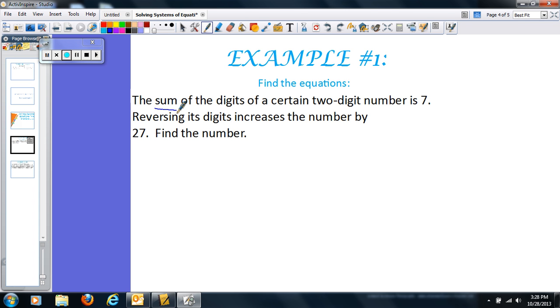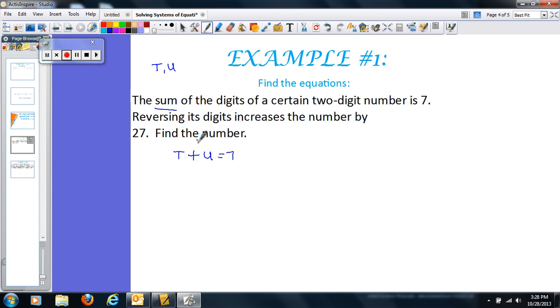So it's the sum of. Whenever it says this, it means addition, and what follows is what we're adding together. It says the sum of the digits of a certain two-digit number. So two digits, we're dealing with the tens place and the units place, and it says that is 7. So I'm going to say t plus u equals 7. So here's my first equation. That one should be fairly easy.